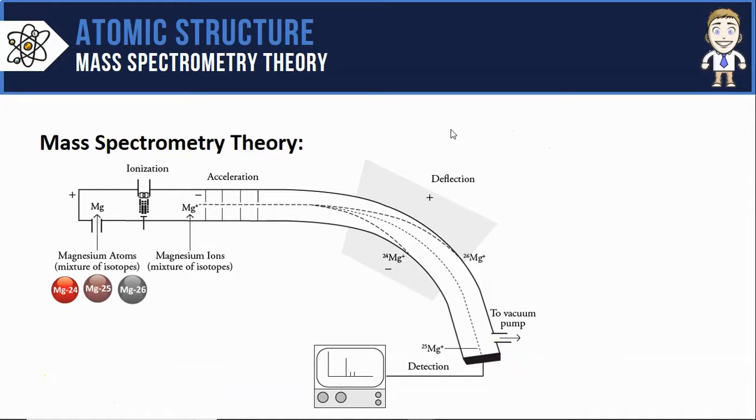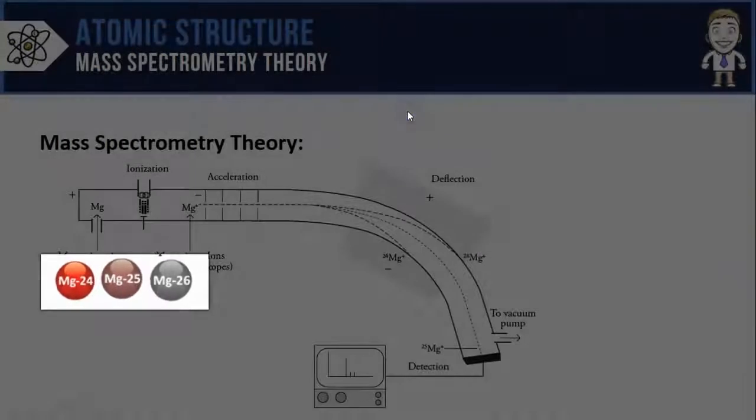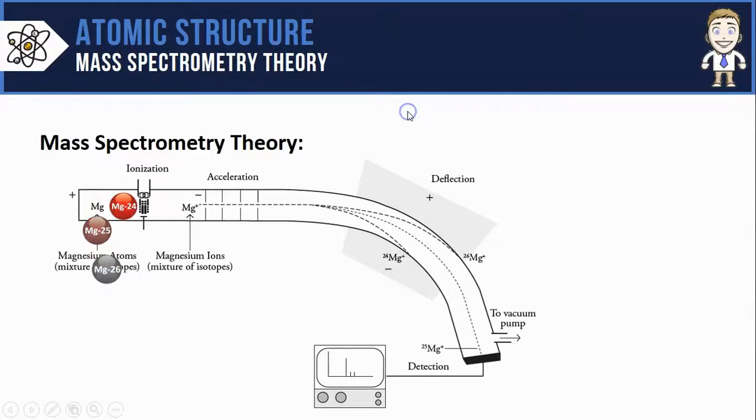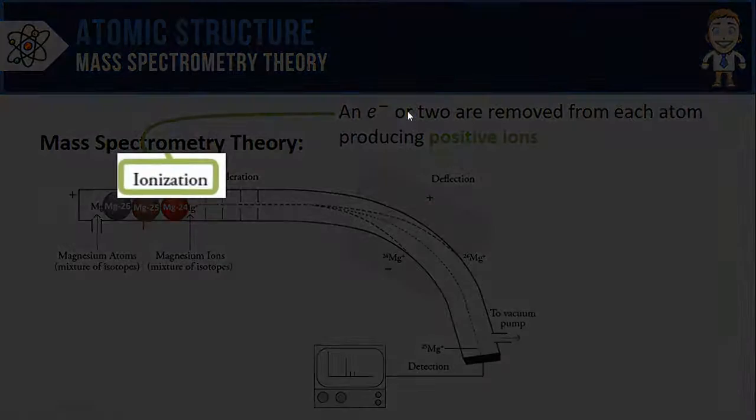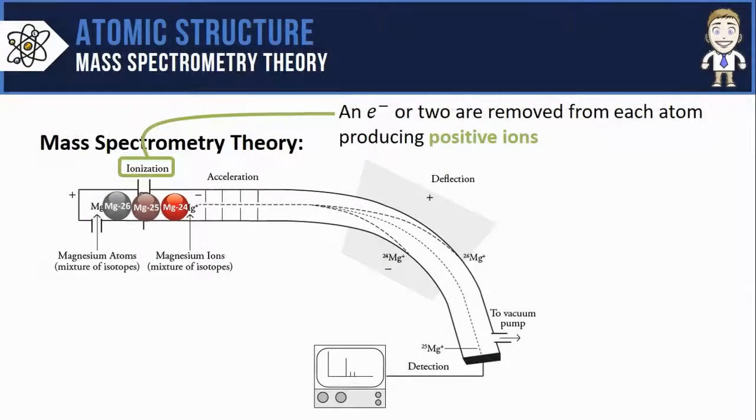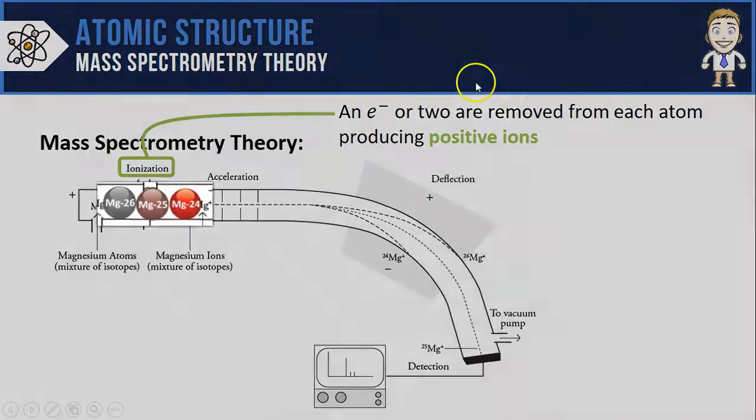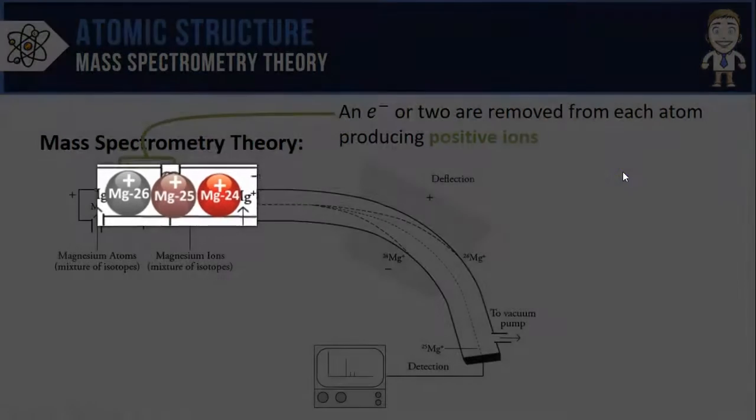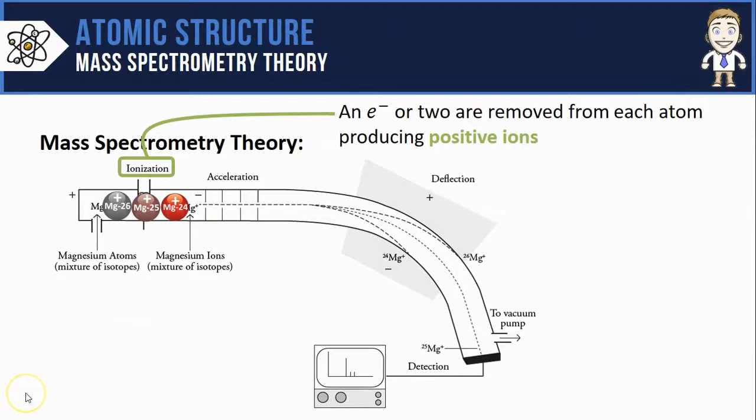So just like the first step would have been to roll the balls down the hill, the first step here is to inject my isotopes into the tube. So they get injected, and the first stage of the process is called ionization. The tube can't do what it needs to do unless an electron or two are removed from each of these atoms, making them positive. You'll see why that's an important step later on.